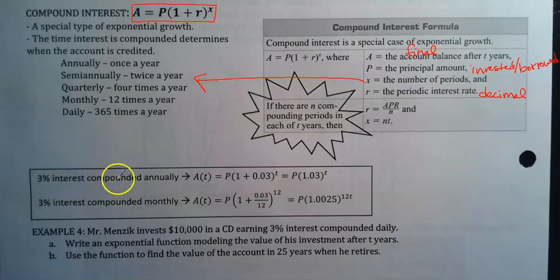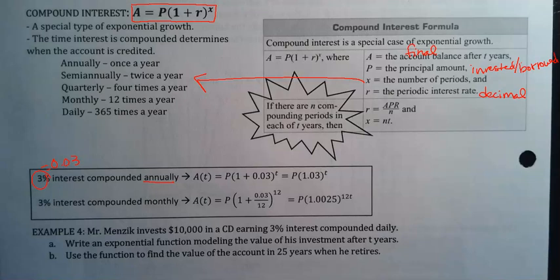So let's look at a couple examples. 3% interest compounded annually. That means we're going to have A of t, because we don't know the time there. So A of t is going to equal P times 1, following our formula, plus 0.03 because it's 3%. That's our R. Raised to the power of t. If we simplify, we added these two together, so we get P times the quantity 1.03 to the power of t. Awesome. So this again is annually.